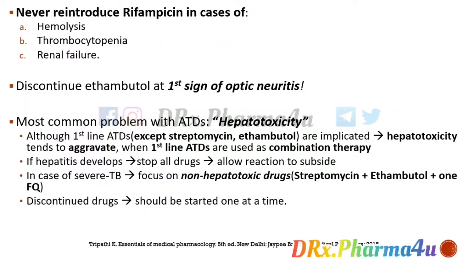Never reintroduce rifampin in cases of hemolysis, thrombocytopenia, and renal failure. Always remember. If rifampin-induced hemolysis or hemolytic anemia is seen, please don't reintroduce it. It can be life-threatening. If rifampin causes thrombocytopenia, never reintroduce it. It can be life-threatening. If rifampin causes renal failure, never reintroduce it. It can be problematic. So here you have seen that never reintroduce rifampin in cases of hemolysis, thrombocytopenia, and renal failure. So you can derive a practical knowledge from it.